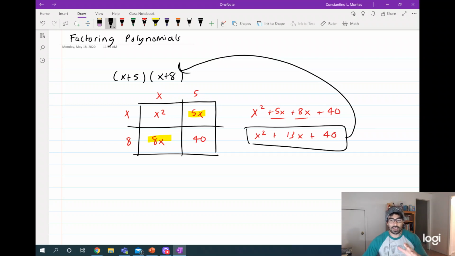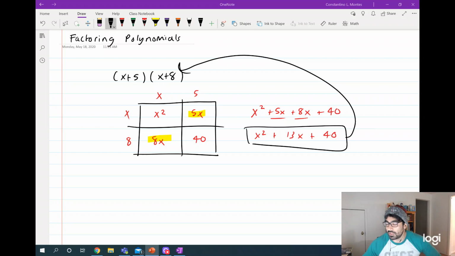Now, this situation is pretty unique. It works out only because we have a leading coefficient of 1 here. When it's not 1, there are actually several more steps that we need to take, but we're not going to worry about that right now. We're just going to deal with simple trinomials for now.